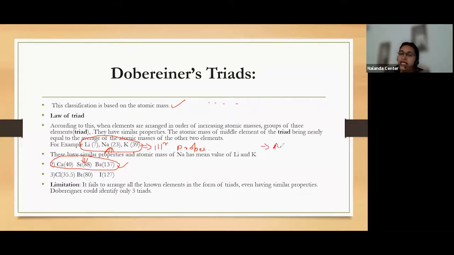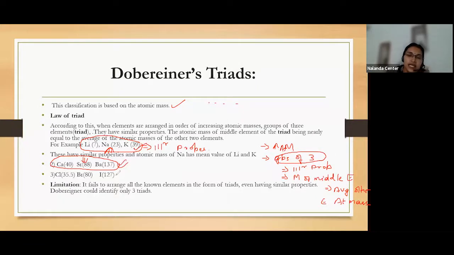When elements were arranged in the increasing order of atomic mass, he found that he could identify groups of three. What is the speciality of the groups of three? He found out that they had similar properties. Moreover, the atomic mass of the element in the middle is going to be the average of the atomic masses of the other two elements. So this is a speciality of the group of three. Since it was three, he called them triads.